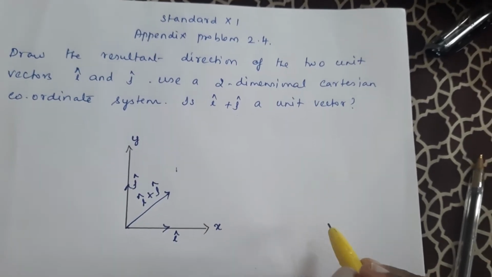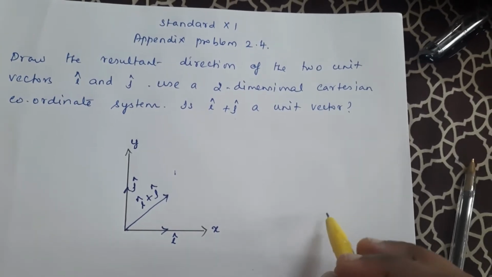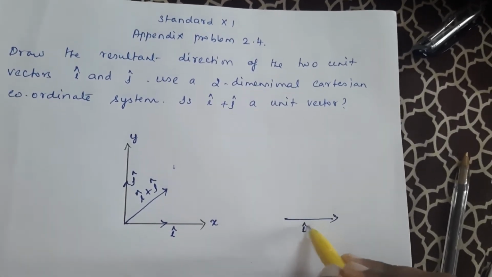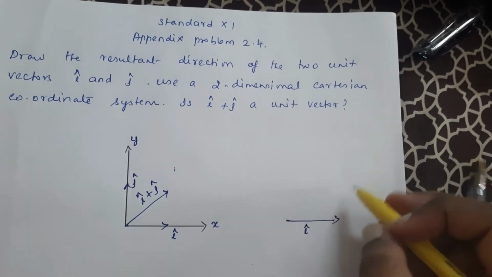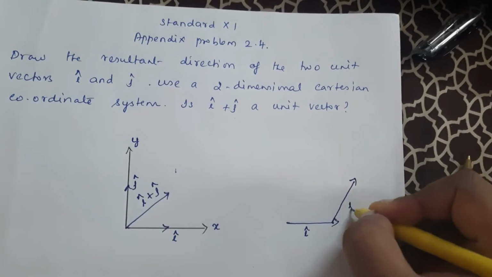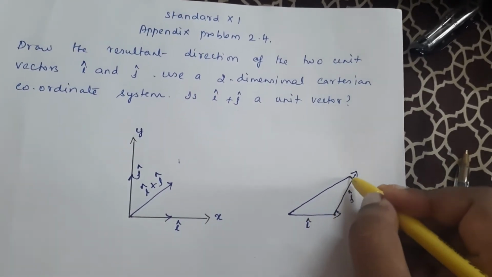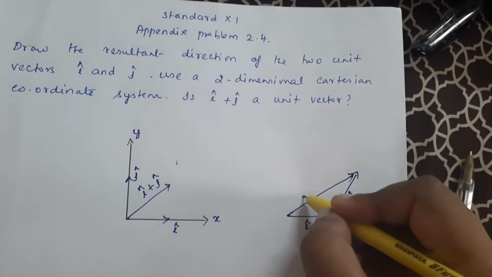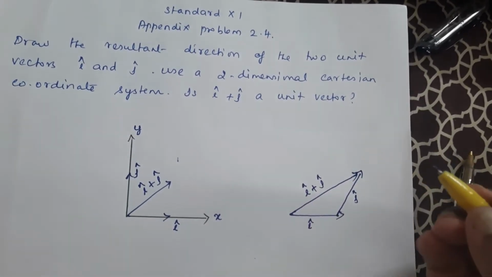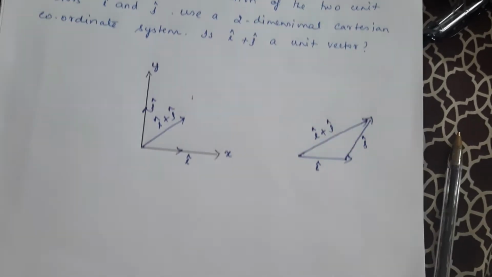How to draw the resultant vector? The resultant vector we can find by means of the triangle law of addition. So this is your i vector. To the head of the first vector, I am drawing the tail of the second vector. So this is your j vector. Now the resultant will be the line joining the two vectors. So we are getting i vector plus j vector.